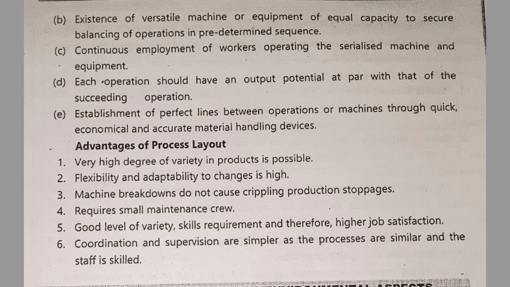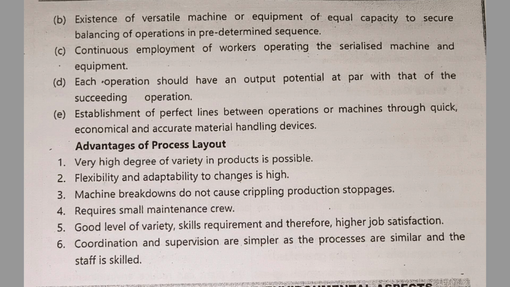Second, existence of versatile machines or equipment of equal capacity to secure balancing of operations in predetermined sequence. Third, continuous employment of workers operating the specialized machines and equipment. Fourth, each operation should have an output potential at par with that of the succeeding operation. Fifth, establishing of perfect flow between operations or machines through quick, economical, and accurate material handling devices.